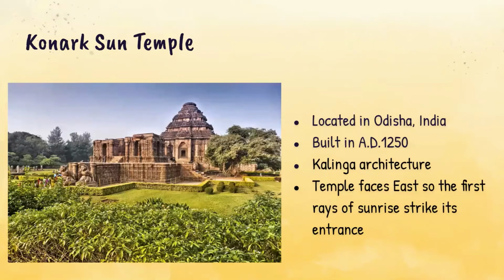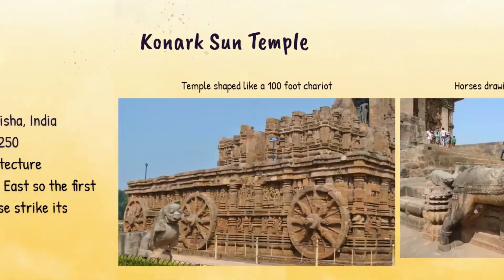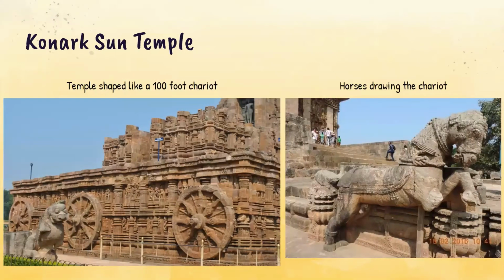Konark Sun Temple. The Sun Temple is a 13th century temple in Konark, Odisha. This temple is a classic illustration of Kalinga architecture. The temple faces east so that the first rays of sunrise strike its entrance. Most of the temple is now in ruins, but what remains has an appearance of a 100-feet-high chariot. It has 12 pairs of decorated wheels, and it is drawn by 7 mighty horses, all carved from stone. It is said that the 7 horses represent the days of the week, and the 12 pairs of wheels represent the months of the year.